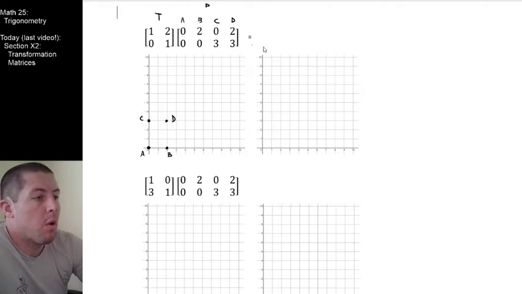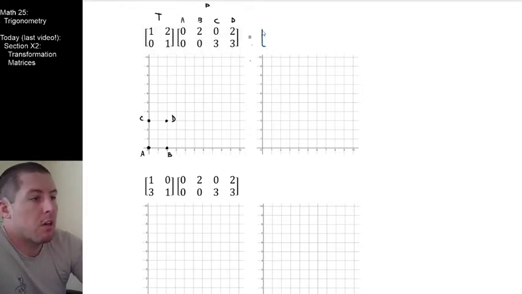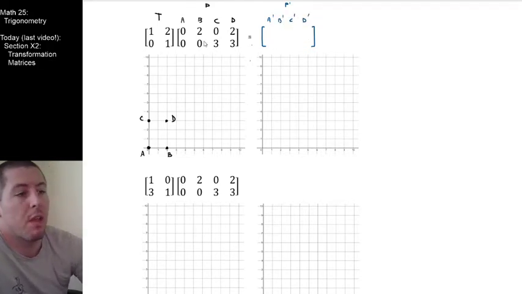All right, so when we go ahead and do this here, let me just get a new color. We are going to get our transformed points over here. This will be our P prime. This is going to be our A prime, B prime, C prime, D prime. And let's do the matrix multiplication.